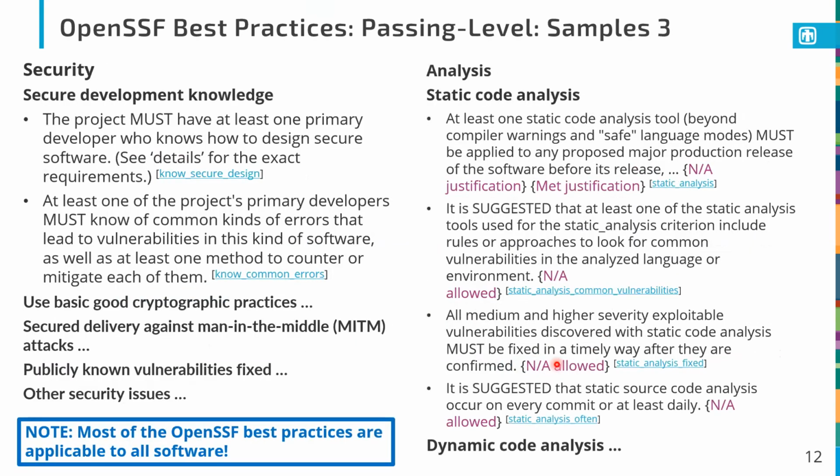Okay, so last, a third set of samples that you'll see at the passing level on security. And I'll talk more about these two here. Secure software development. These are quite different. The project must have at least one primary developer that knows how to design secure software. And one of the primary developers has to know the common kinds of security vulnerabilities. I'll talk more about these in detail later and why these are so interesting.